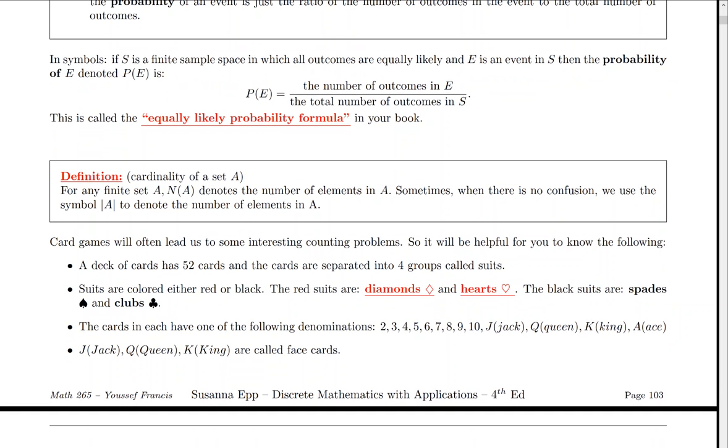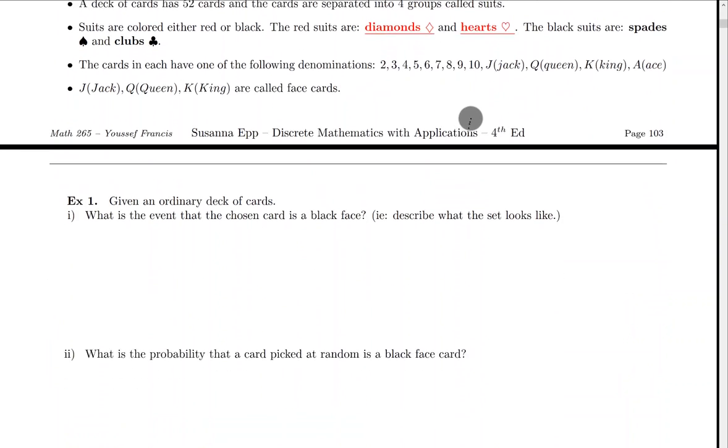And then finally, let's talk about card games, which we're going to be using in a few examples. The standard deck of cards has 52 cards, and there are 4 groups called suits. There are 2 red suits, the diamonds and the hearts, and there are 2 black suits, the spades and the clubs. Each of the cards has a denomination. They have a number or a picture on it, and the numbers go from 2 to 10. Then you've got the jack, the queen, the king, and the ace. These three, jack, queen, and king, have pictures, so they're normally called face cards. All this should be somewhat familiar if you've played cards, but let's talk about some probability at this point.